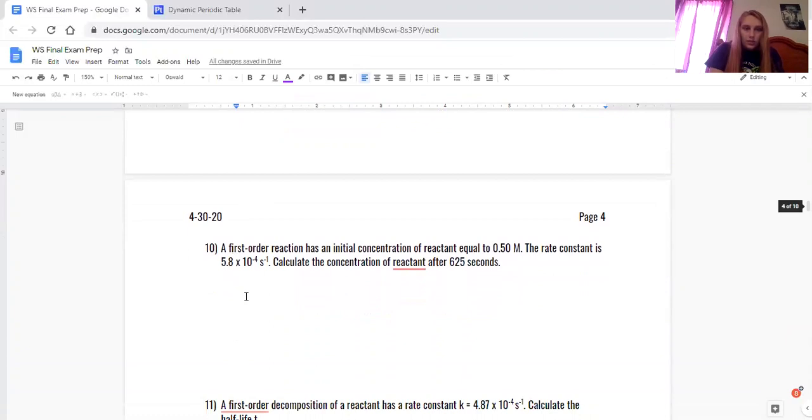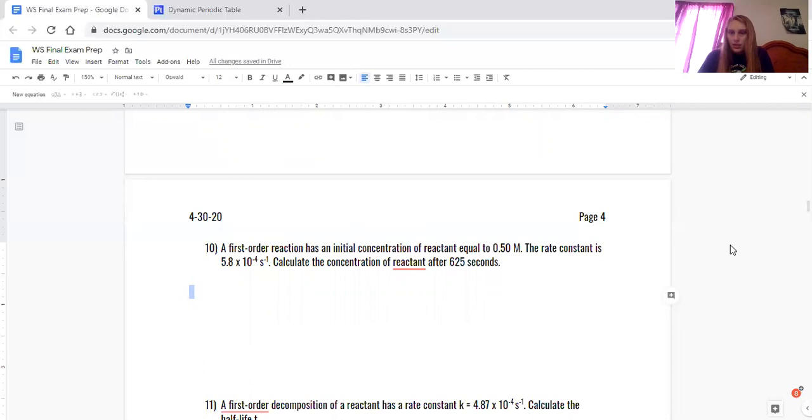Okay, so a first order reaction has an initial concentration of a reactant equal to 0.5 molar. The rate constant is 5.8 times 10 to the negative 4 s to the negative 1. Calculate the concentration of the reactant after 625 seconds.